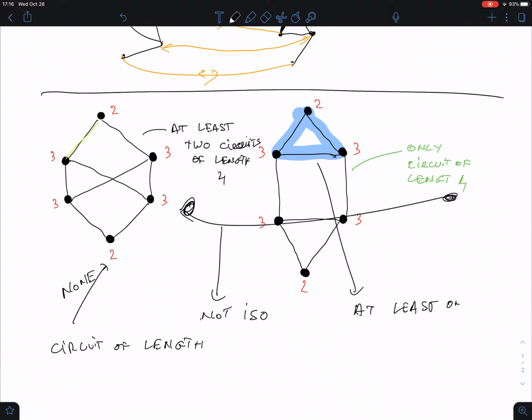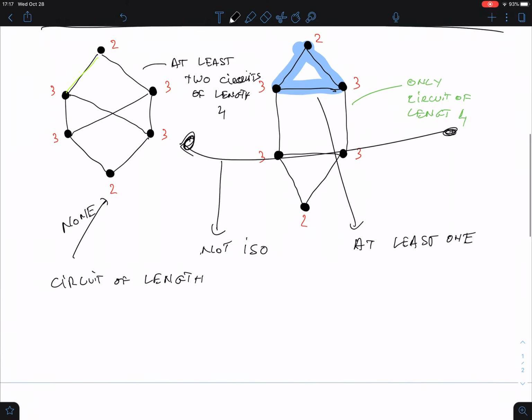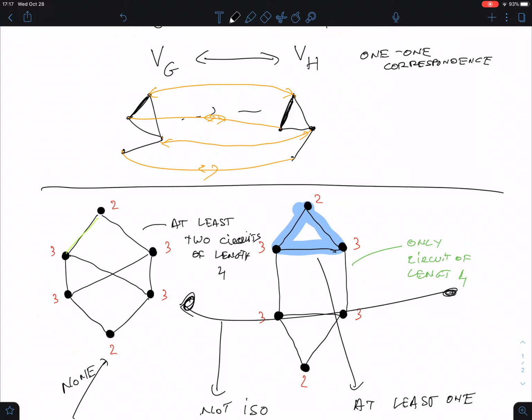So again, this shows that they are not isomorphic. Now, that's nice, of course, if they are not isomorphic, then we can find this. By the way, now you could ask, what about neighbors and so on?